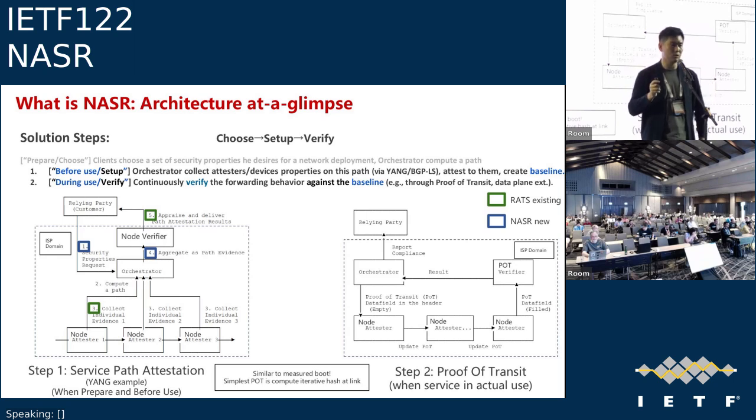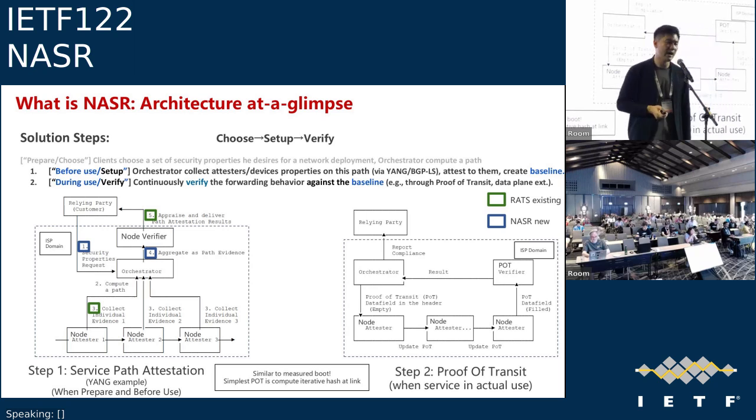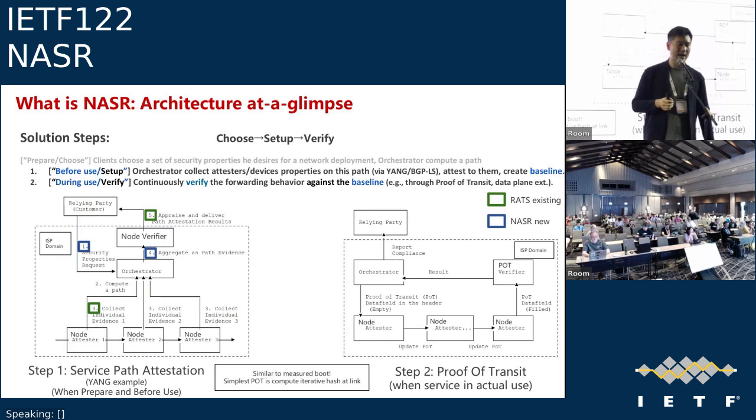And in here, the little green and the blue boxes are the existing work in RATS and the new work we propose in NASR. So in the green we have step 3, there's actually TPM, and in step 5 you have appraisal. Everything is defined in the RATS working group. But the blue box, like step 1, there will be a service model, the automated service model, and then there will be the aggregation draft that deals with aggregation.